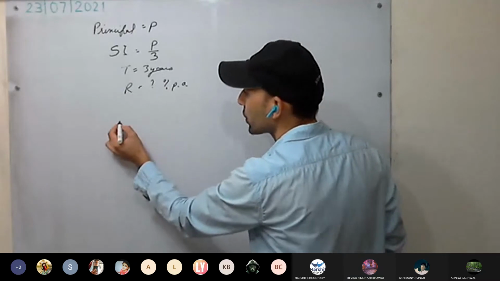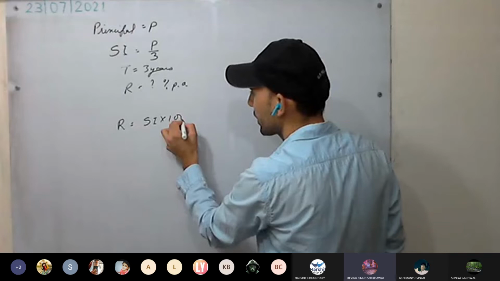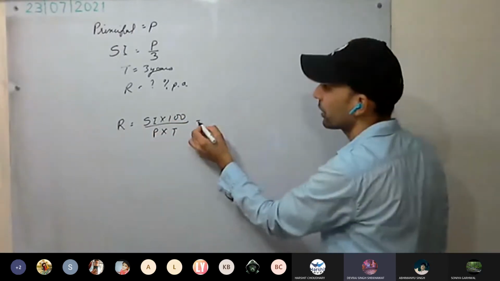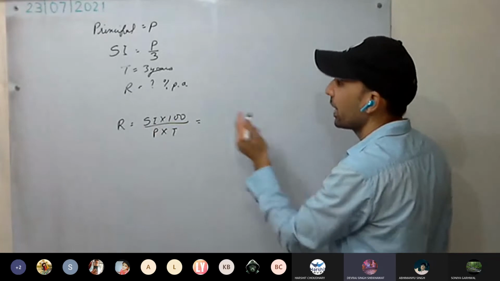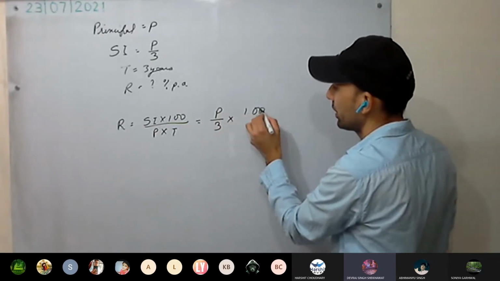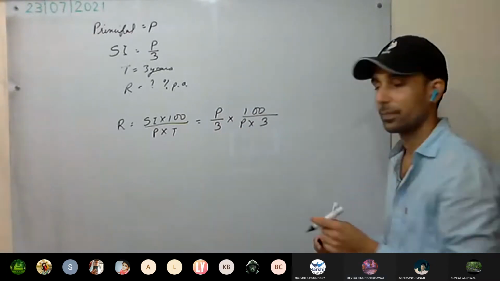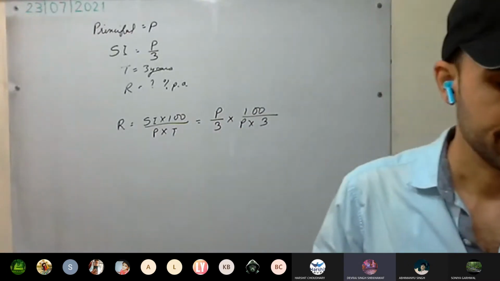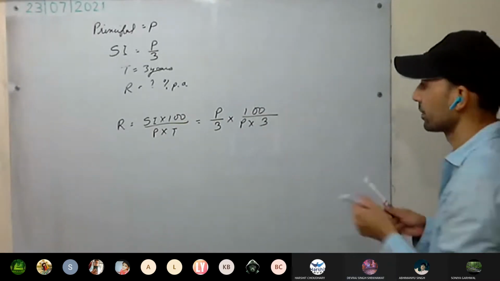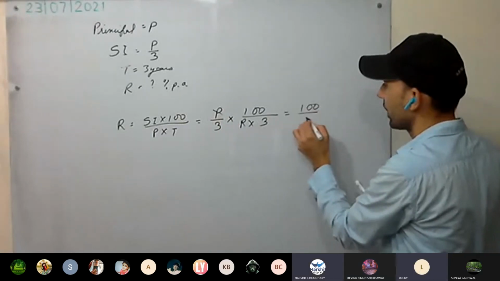Again the same formula. So rate will be how much? SI into 100 divided by P into T. You derive this formula, put the values. SI is P upon 3 into 100 divided by P into 3. Calculate it. P will be cancelled. 100 upon 9.